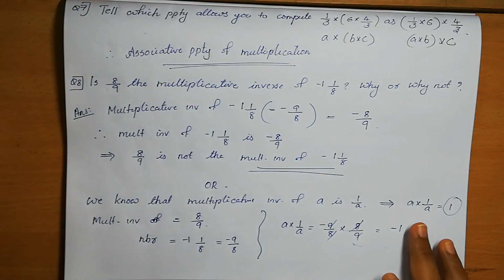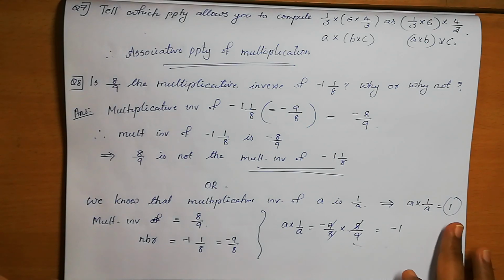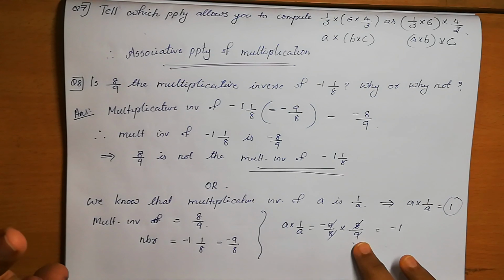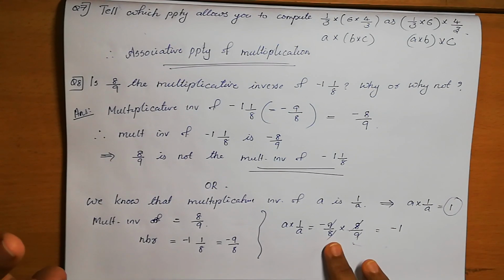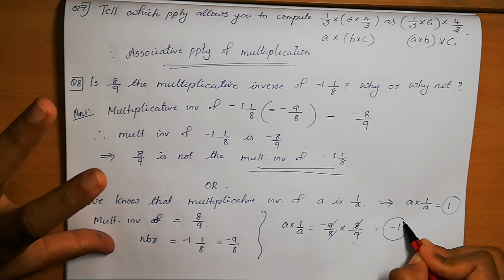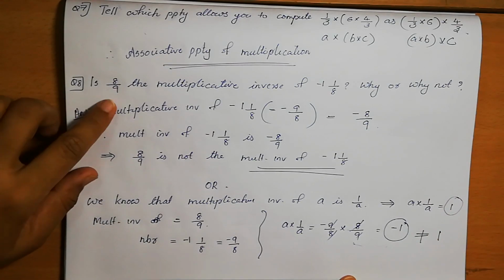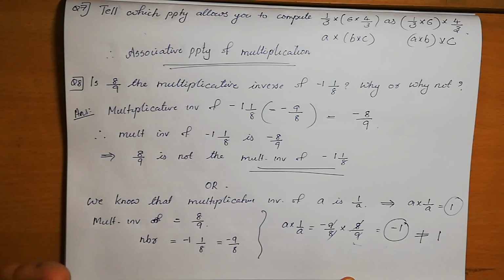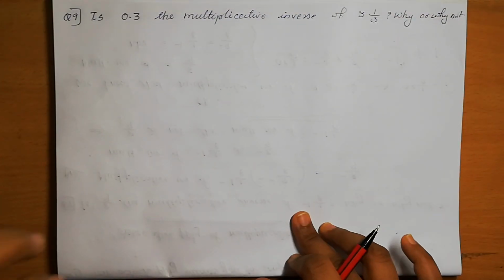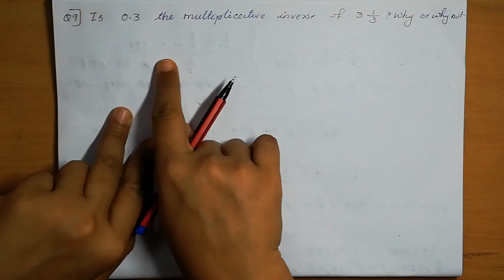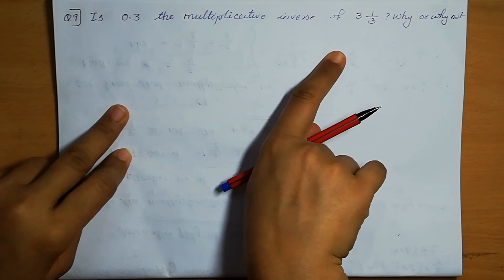Otherwise, by this property, multiplicative inverse into number means the answer is 1. Here they are given the multiplicative inverse as 8 by 9, and the number is minus 9 by 8. Simplifying, we will get the answer as minus 1. This is not equal to 1. So what we can say? 8 by 9 is not the multiplicative inverse of minus 1 1 by 8. That is the answer.